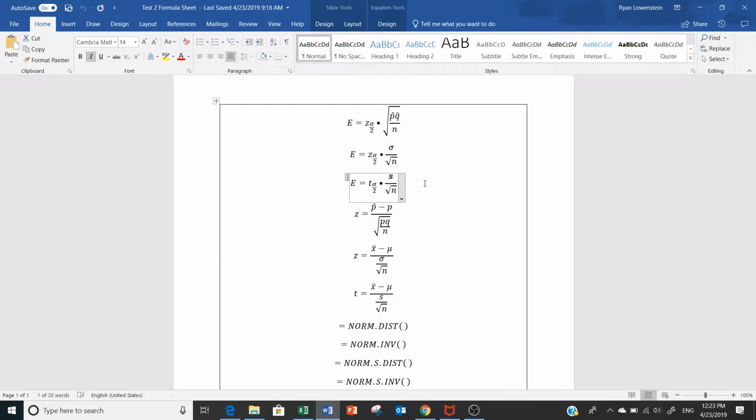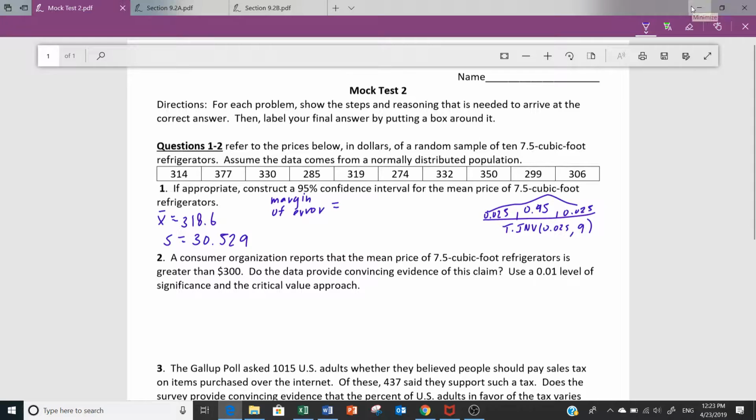Okay. Does that answer the question? It's very rare that you would use norm.s because you're not going to be given this value. You have to be given this value from the population. We don't have the population. Okay, when you do that, you end up with negative 2.26.